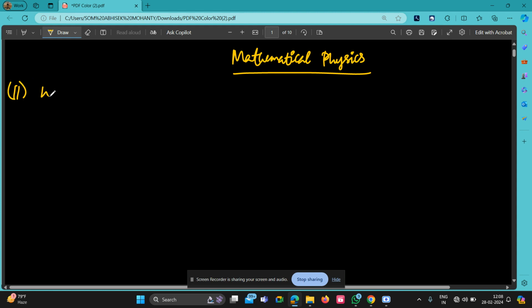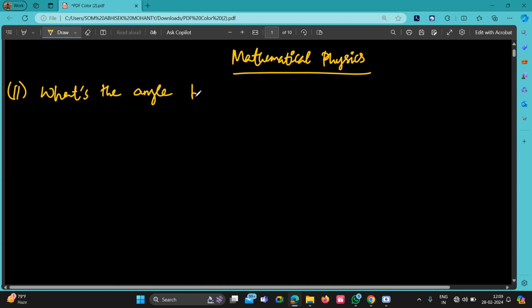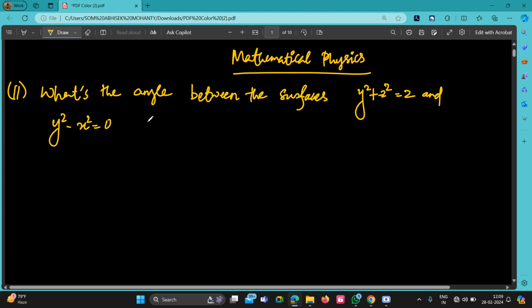Question is, what is the angle between the surfaces y square plus z square is equal to 2 and y square minus x square is equal to 0 at the point 1, minus 1, 1?